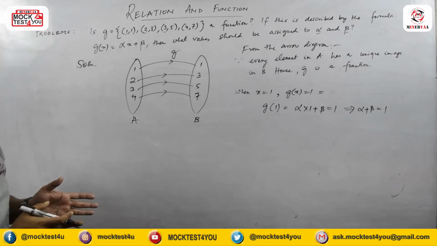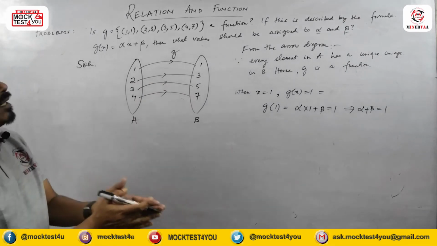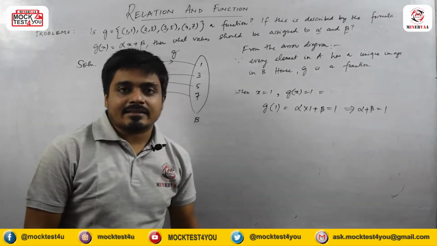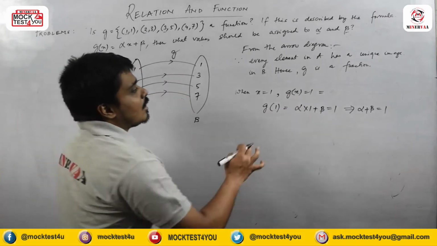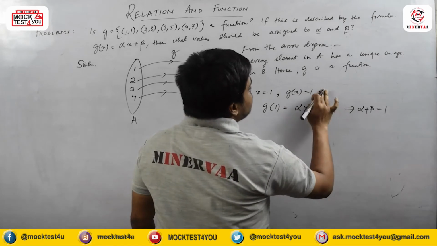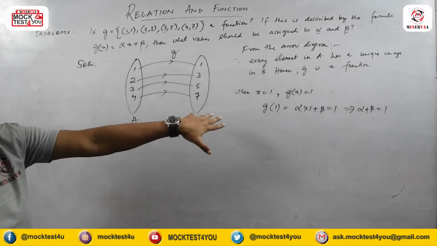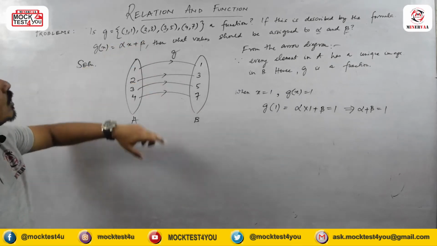So when x is equal to 1, g(x) is equal to 1, so in place of x, I am writing 1 here. So this is what we get. There is no problem in that. Now the next equation. This is the first equation we got: alpha plus beta is equal to 1. Now let's do the second equation.